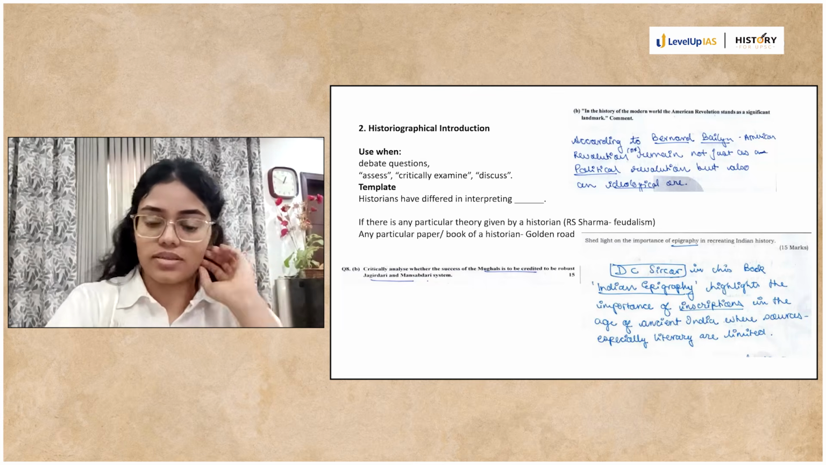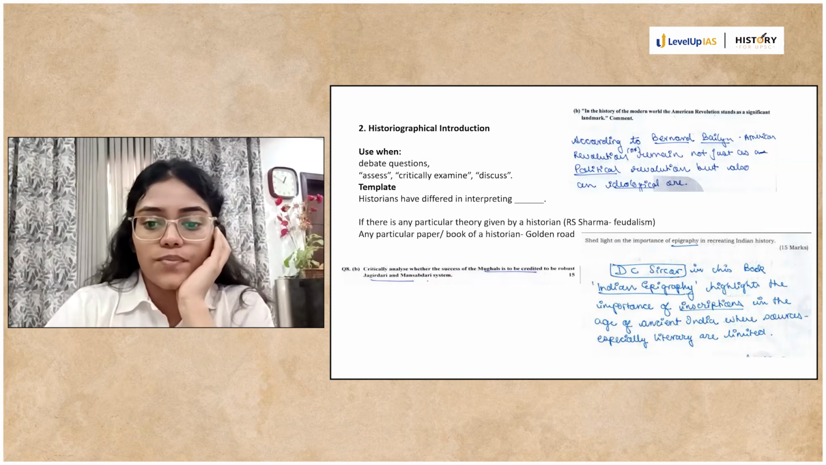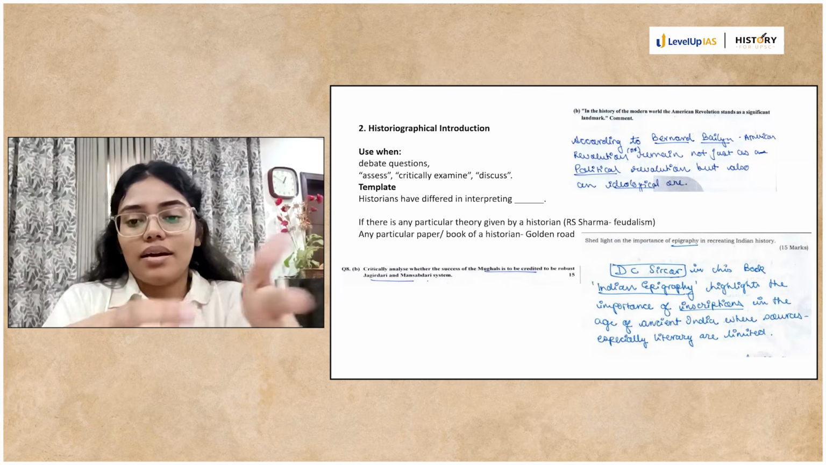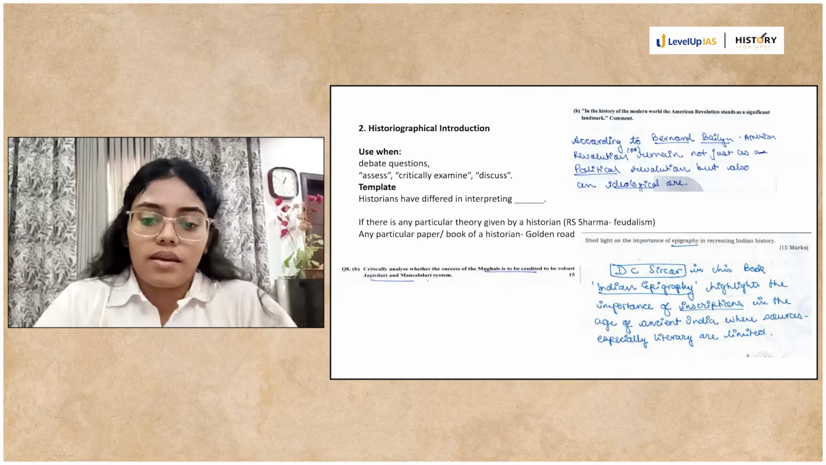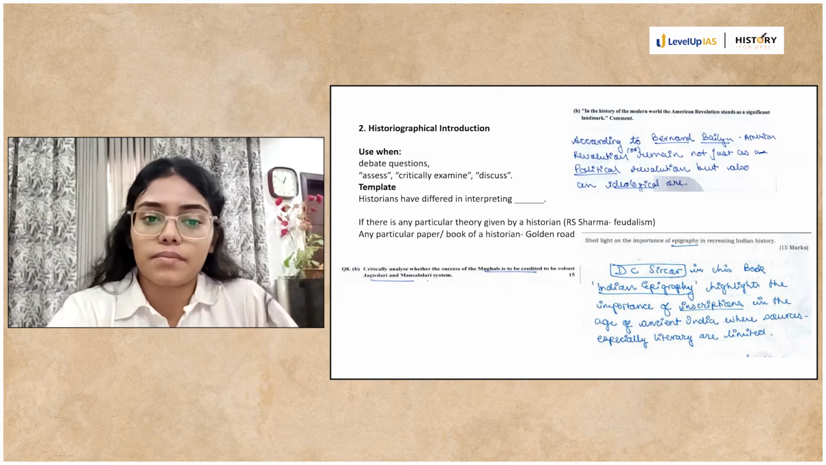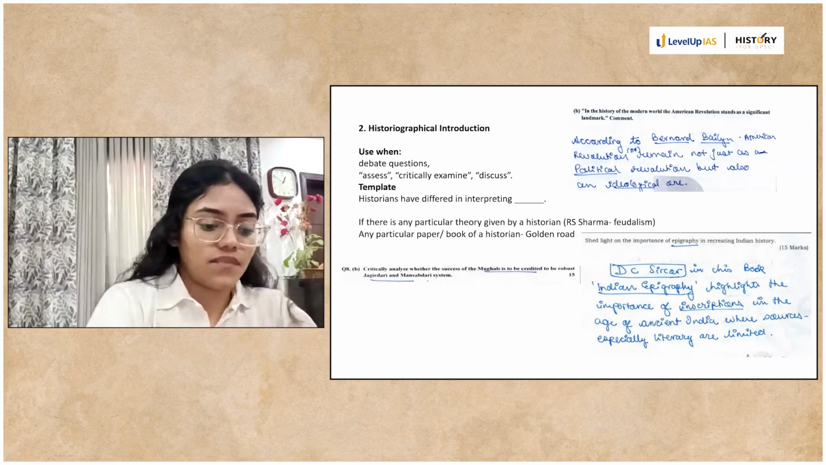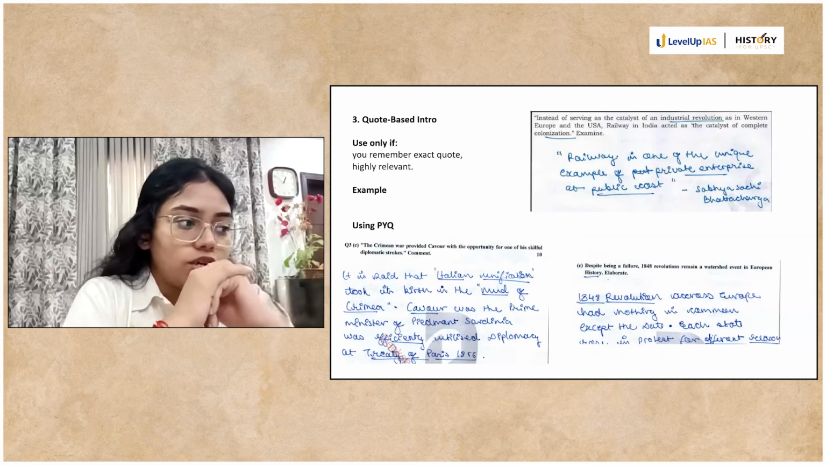So, for example, in this question on the importance of epigraphy, I had written that D.C. Sarkar and his book Indian Epigraphy highlight the importance of inscriptions in the age of ancient India. Now, this introduction is not very factual, but it's also something unique. So this is just one example that I gave of a historiographical introduction. Be it a book, be it the name of a scholar, or be it the argument that he's very famous for.